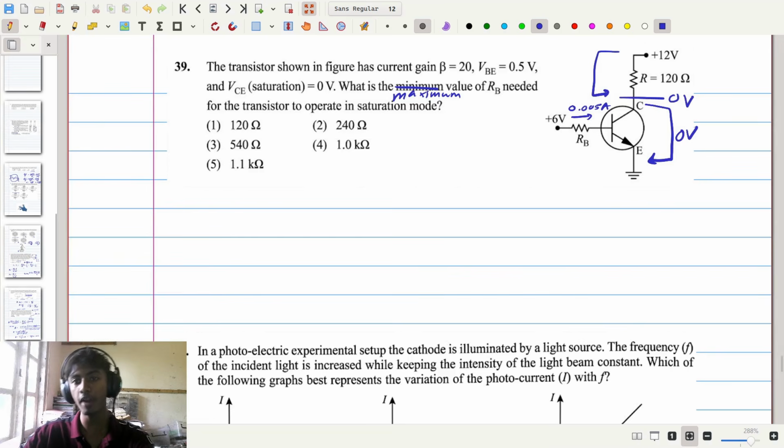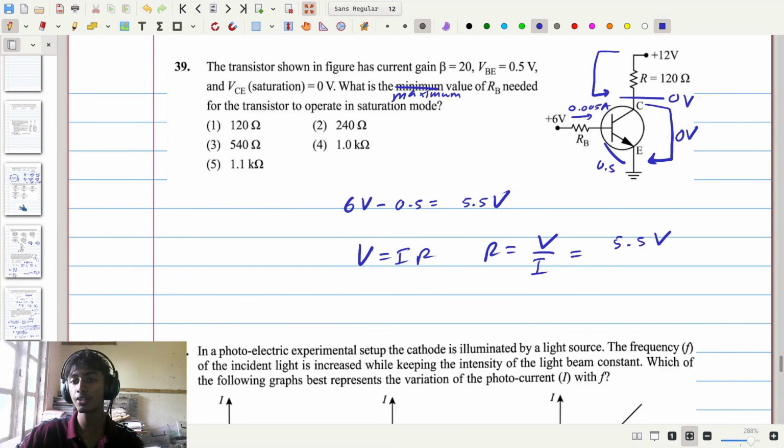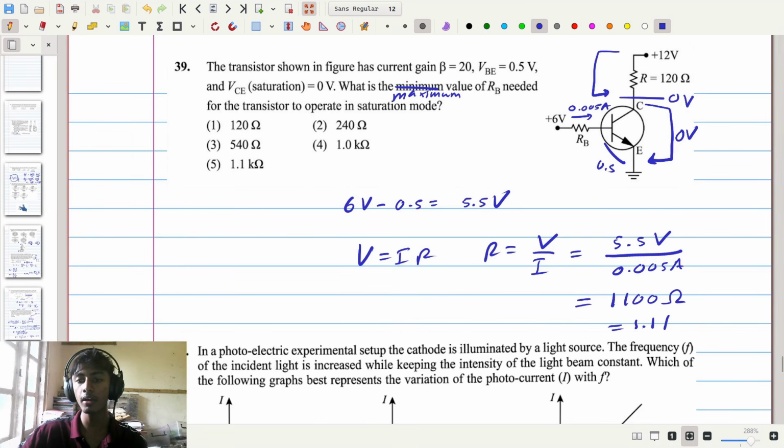Now under that we can see VBE is given to be 0.5 volts, and therefore the voltage drop here is 0.5, and we have 6 volts here, and therefore the voltage difference over RB here is equal to 6 volts minus 0.5 volts, or 5.5 volts. Now according to that we can see, if we have 5.5 volts across RB, we can apply V equals IR and get R equals V over I, which is equal to 5.5 volts divided by 0.005 amperes, which is going to be equal, dividing the 5, we get 1.1 on top and 1 over 1000 on the bottom, which gives us 1100 ohms, or equal to 1.1 kilo ohms.